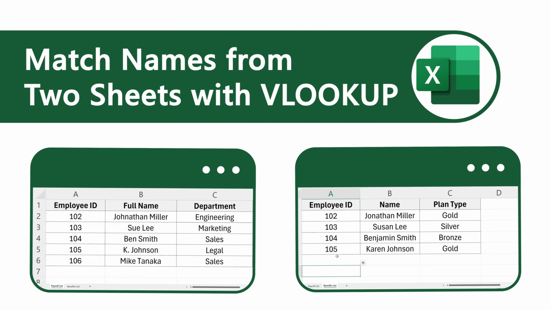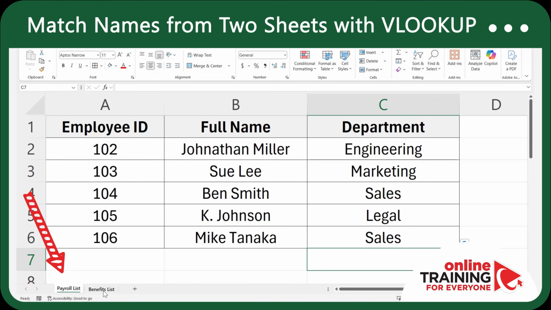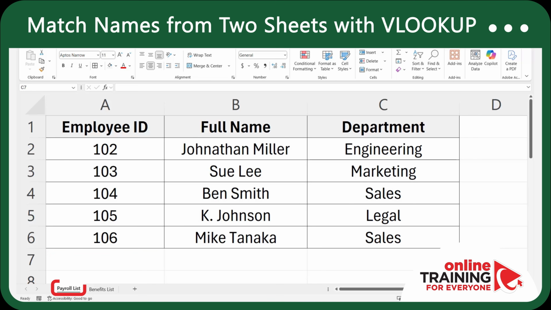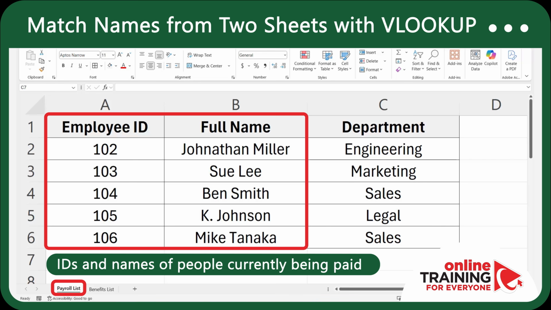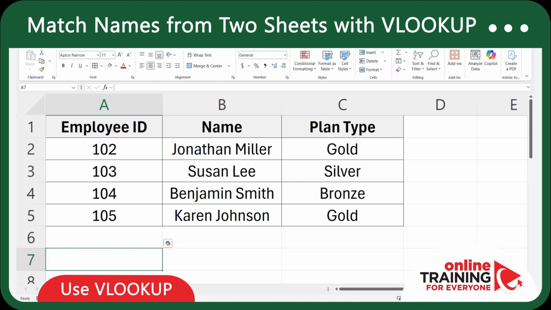In many real-world business situations, we need to match employee names across two sheets. For example, verify name records that came from different HR systems in a payroll list and benefits list. In this example, the payroll list contains employee IDs and names of people currently being paid, while the benefits list shows which employees are enrolled in a benefits plan. Our goal is to use VLOOKUP to match the names across the sheets.